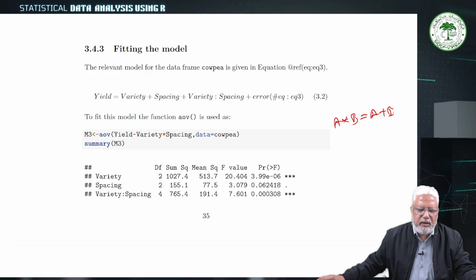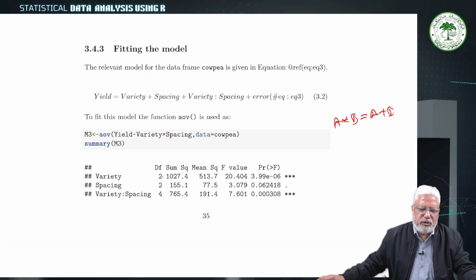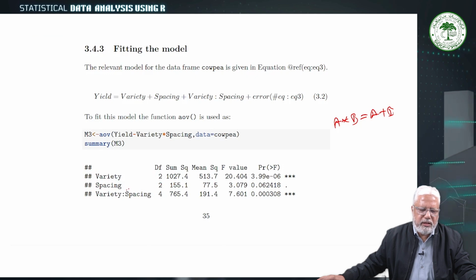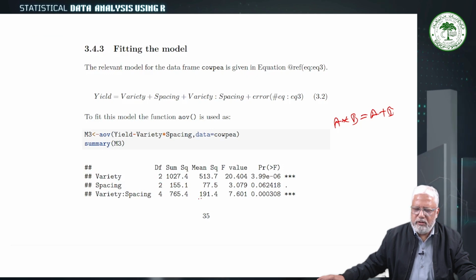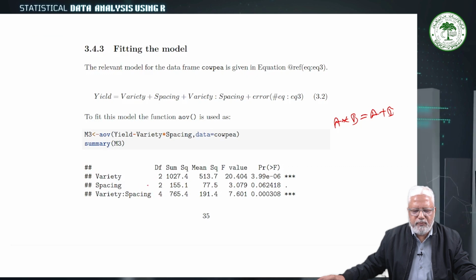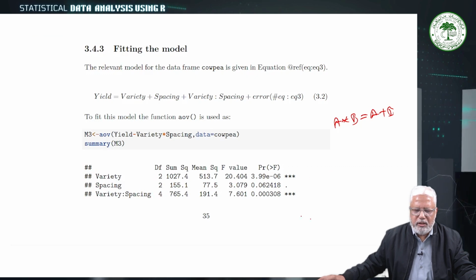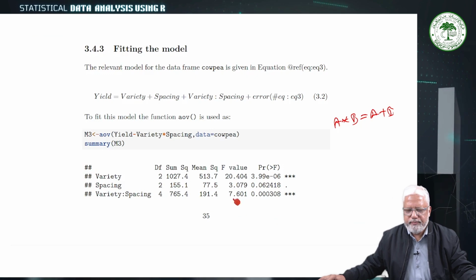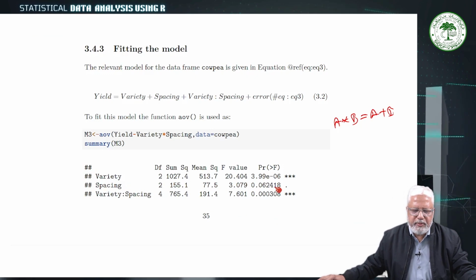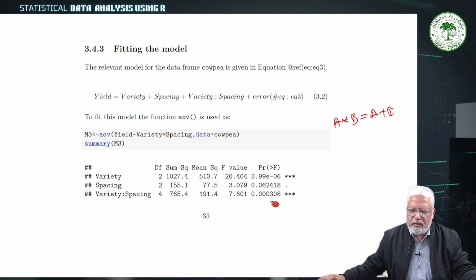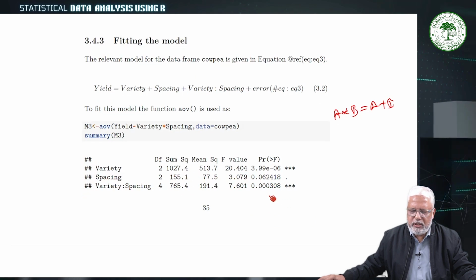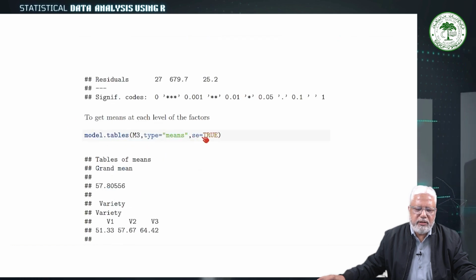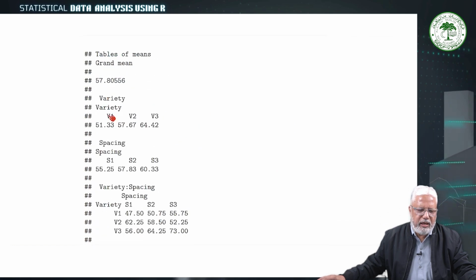Variety has 3 levels, so degrees of freedom is 3 minus 1. Spacing has 3 levels, so 3 minus 1, and then here 2 into 2 is the interaction. See, all these effects: main effect of variety is significant, main effect of spacing is also significant, and the interaction effect of variety and spacing is also significant. Then model.tables, means, se is equal to TRUE. So we are having the table of means.